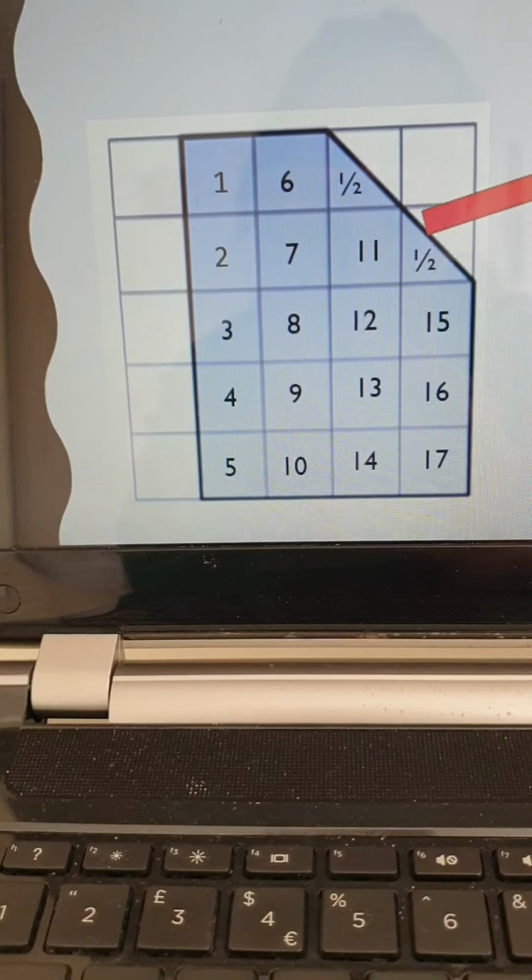So we know that 2 halves make a whole. So if we've 17 full squares, 17 and a half, and another half is 18. 18 centimeters squared is the answer.